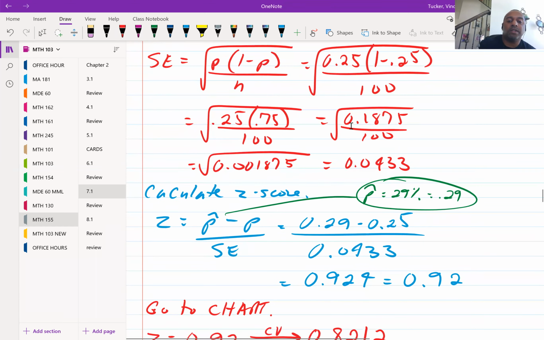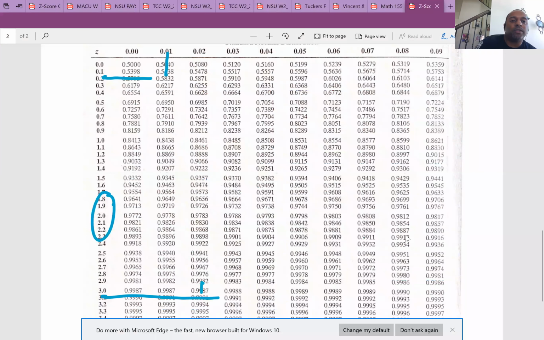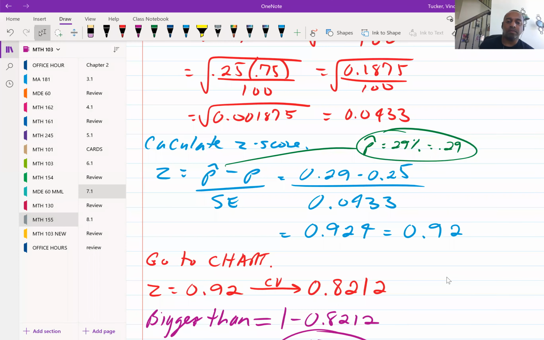All right, everybody good? So go to the chart. Let's make sure we haven't forgotten how to use this chart. You're looking for 0.92. 0.9 is right here, 2 is right here, and where they meet up is at 0.8212. All right, everybody okay with this chart? Everybody good? So that's where I got this value, 0.8212.